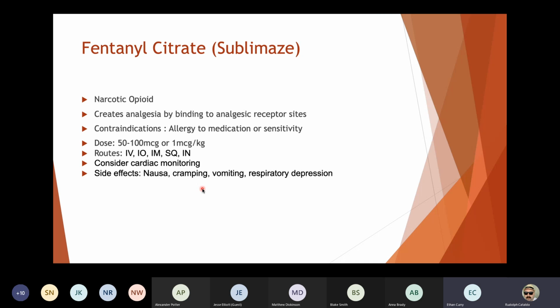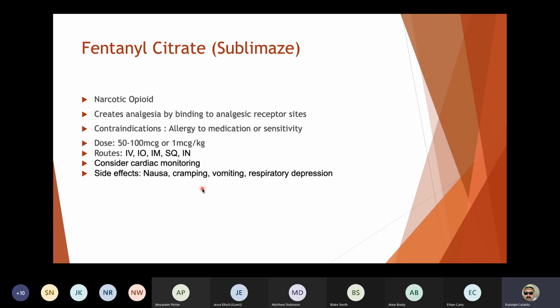Rudy, when it comes to dosages, what are we going to be tested on? That's a good question. I would say refer to your book on what that dosage says, because I want to say it's 50 to 100, to be honest. But I threw the 1 mic per kilo in there because a lot of protocols are written that way now. But yeah, in your book, look up fentanyl and see what dosage it gives you. It might actually give you both of them too, if I remember back to the last PowerPoint.